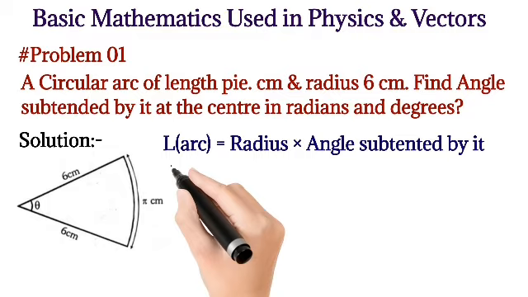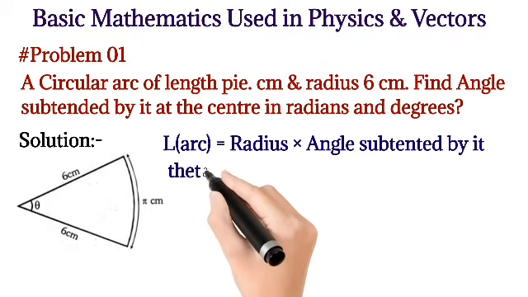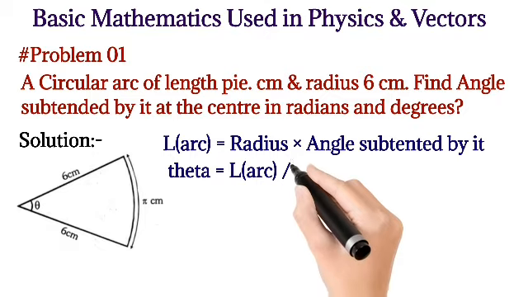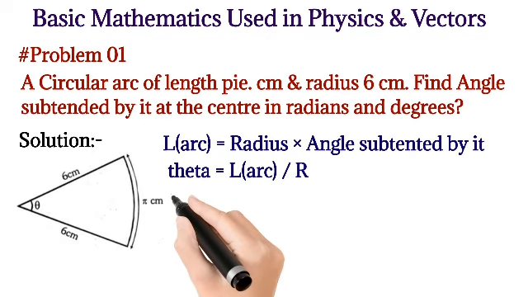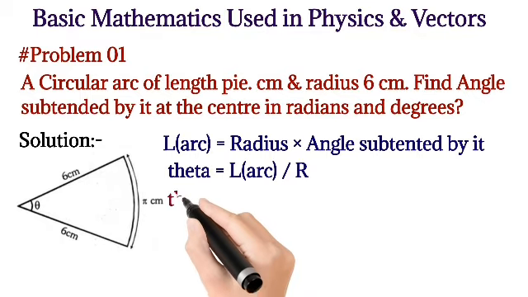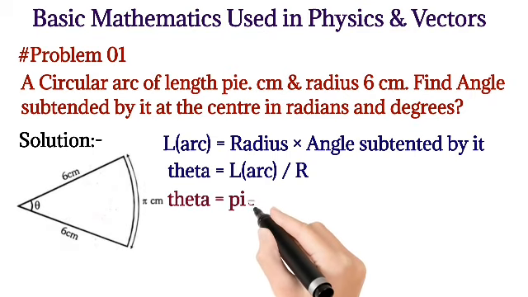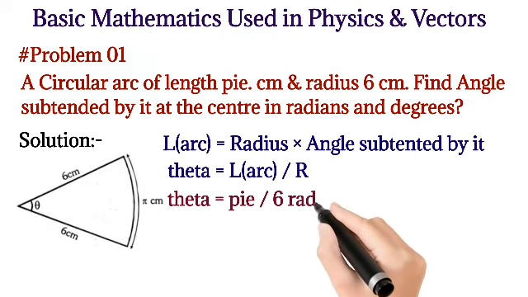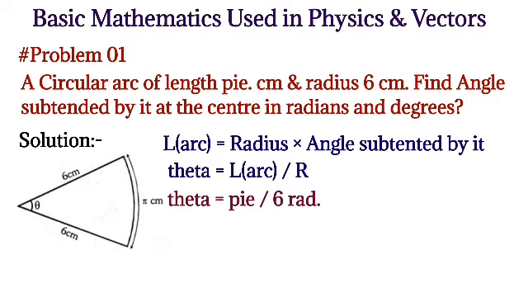By rearranging, we can say that the angle subtended by the arc is equal to the length of the arc divided by the radius of the arc. By substituting the values, we see that theta equals pi divided by 6. Now this value will be in radians, as both are in centimeter, so they will cancel and we will get the angle in radians. So it is pi by 6 radians.